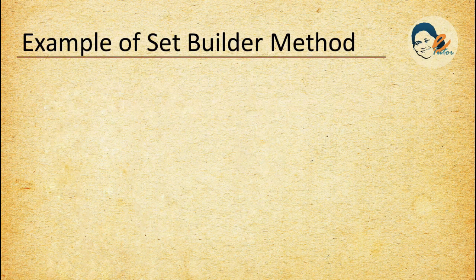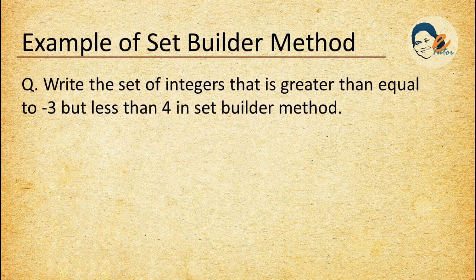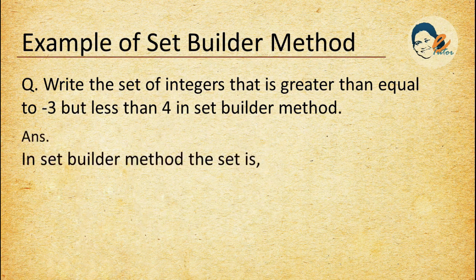Now, let's understand the set builder method with an example. Suppose our question is: write the set of integers that are greater than or equal to -3 but less than 4 in set builder method. According to the definition, first give a name to the set, suppose A. Then start with a curly bracket.